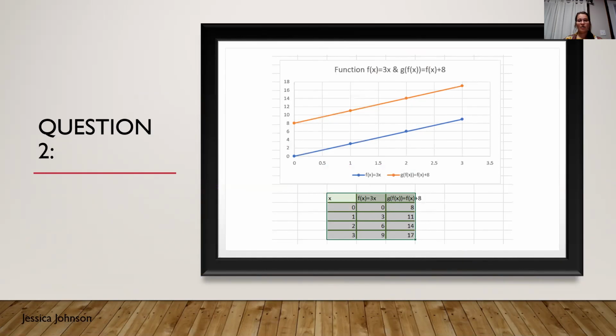You can see that our graph followed the rules. They had to multiply by 3 and then add 8. And let's just pick a point on the graph here. Let's say f(x) = 3x and x is 2. Then we can see when it's 2, it's going to increase by 8, and g(f(x)) = f(x) + 8 is going to be 14. I love it. It's great.